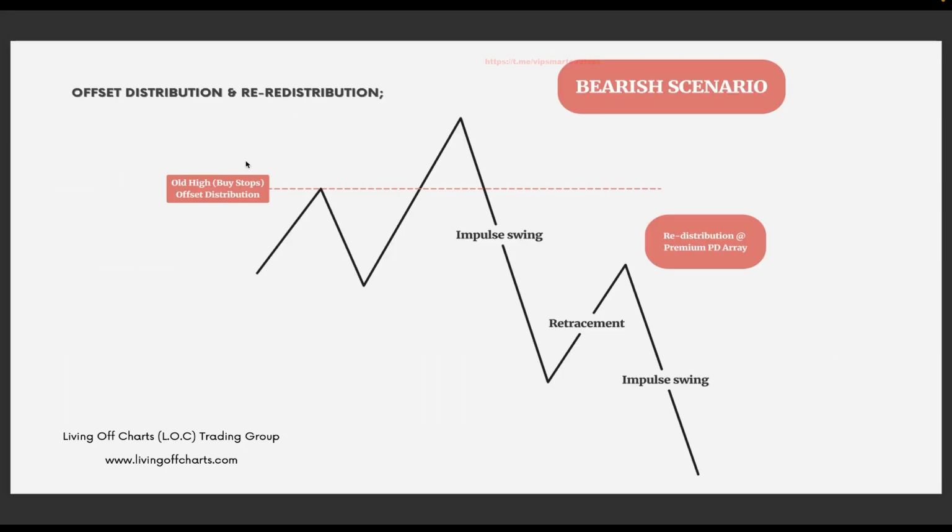Diagram here, old high, previous day high, previous week high, previous month high, or a separate price swing high. We accumulate the buy stops above that. A key higher time frame bearish PDRA here, above the buy stops, increases probabilities. Impulse price swing, break in market structure. This impulse price swing confirms institutional sponsorship coming into the market. We wait for a retracement into a premium PDRA. This premium PDRA is redistribution. We want to do this top down to confirm we're on the correct side of the institutional order flow, as mentioned before. And we look to ride the next impulse swing down.